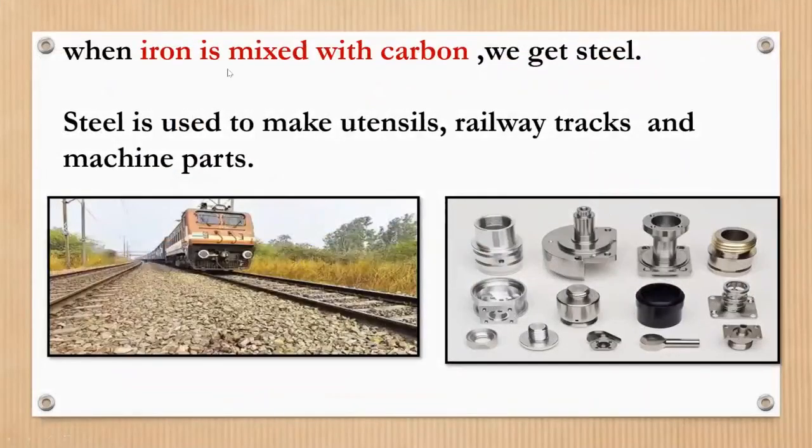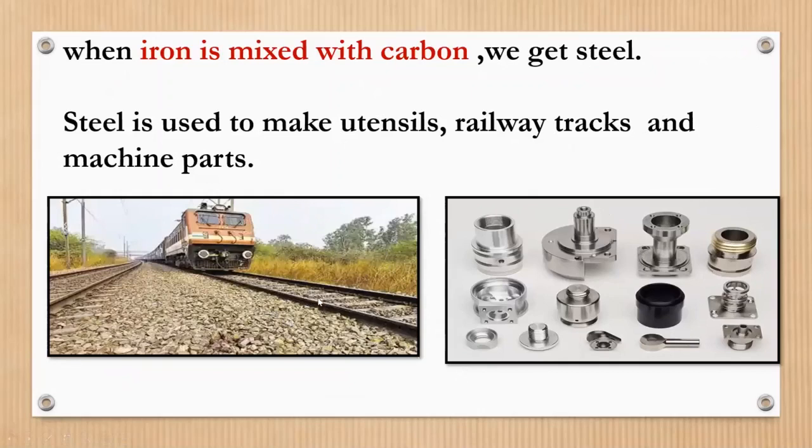And when this iron is mixed with carbon and some other metals, we get steel. You can find steel utensils in our house. Mostly kitchen utensils are made of steel. Even this steel is used to make railway tracks. You have seen the railway tracks?